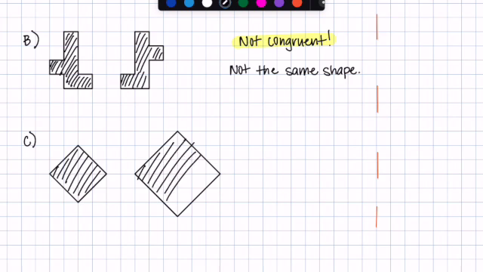I'm going to look at them first and say, okay, are they the same shape? And the answer to that is yes, right? They've got that same look. But my next question is, are they the same size? And the answer is no. One of them is smaller, one of them's bigger. So they're not going to be congruent. And my reason for it is that they are not the same size.